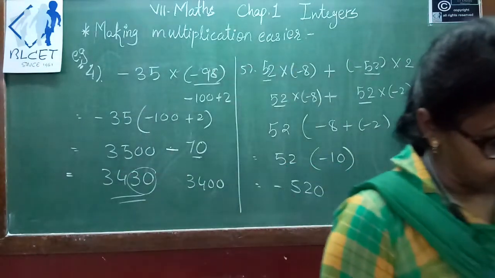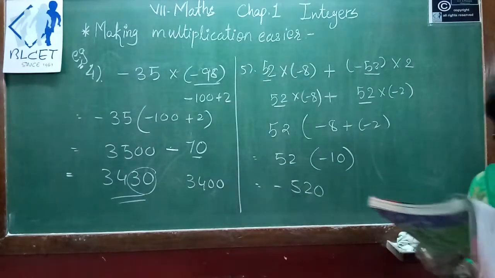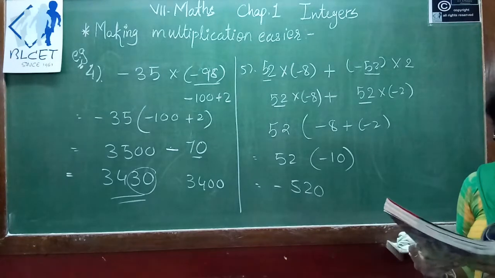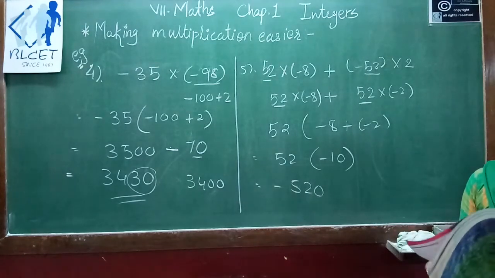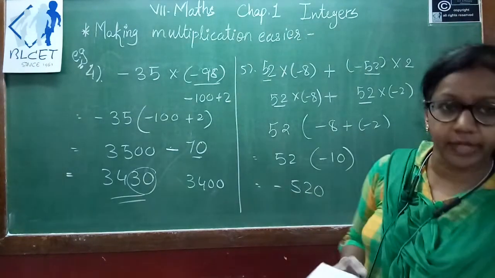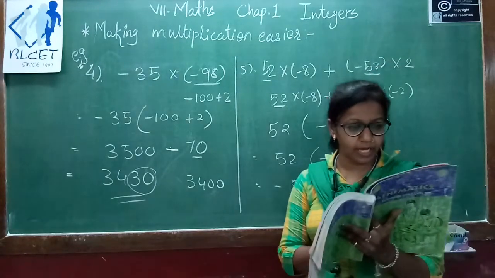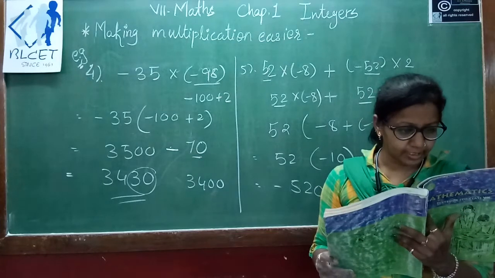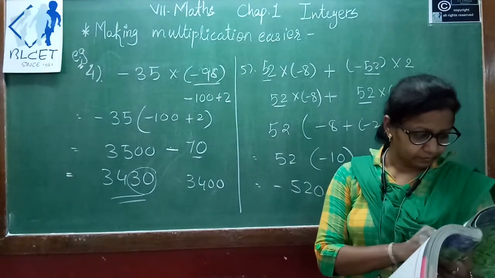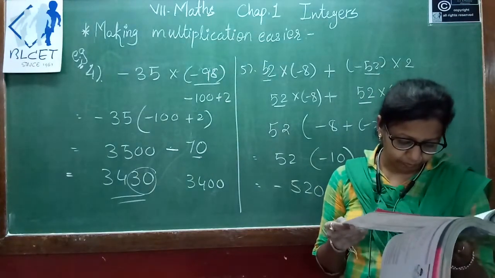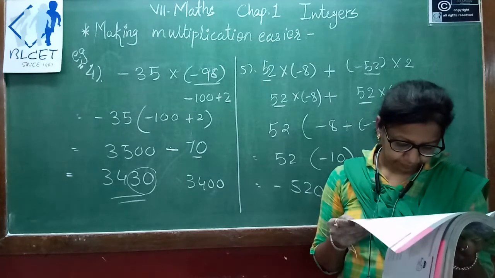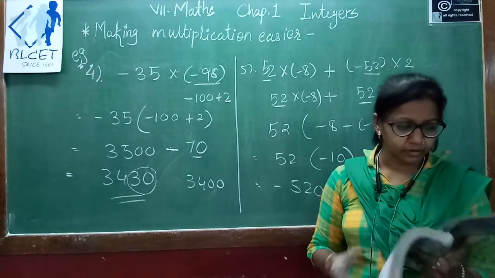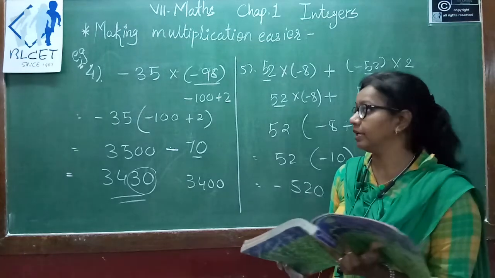Okay, so this is all about making multiplication easier. Some solved questions are already given in your textbook. Try to solve the questions by yourself. So one solved question is there. Solve example 4. That is a word problem, so I will solve that question.